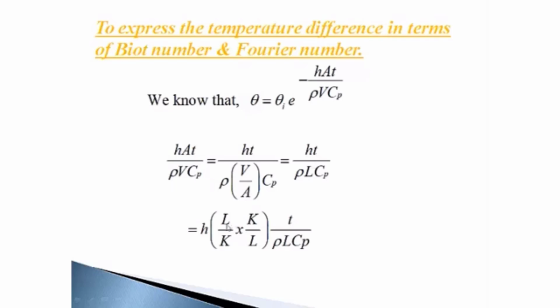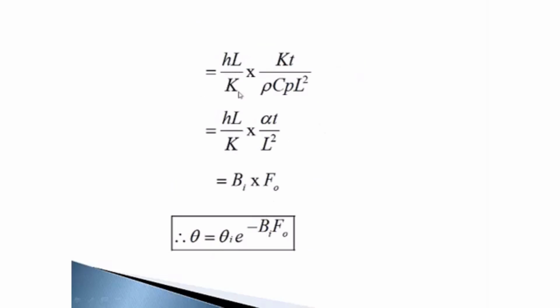Now I introduced LK in the numerator and denominator. Same HT by rho LCP. So I just introduced LK in the numerator and denominator. So we are getting two factors here, HL by K and KT by rho L square, L into L square, rho L square Cp. So HL by K is there, KT by rho L square Cp. So that is written here, HL by K, KT by rho L square Cp. Now HL by K I will retain here, and K by rho Cp, which is thermal diffusivity.